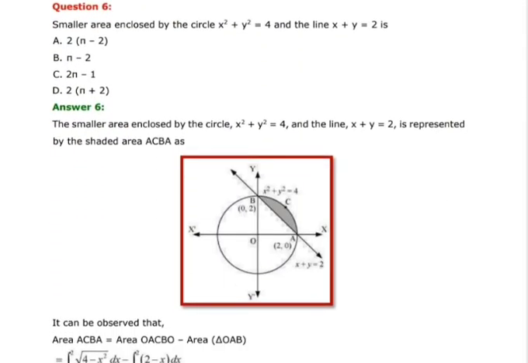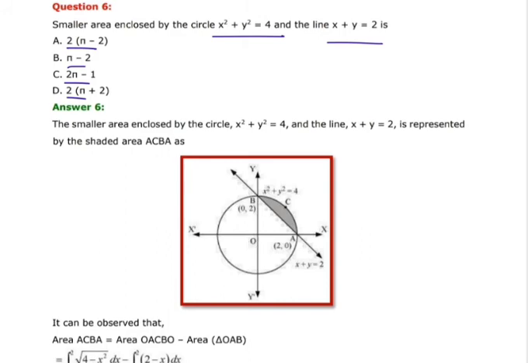So next, question number 6 is an objective type question. The smaller area enclosed by the circle x square plus y square equals 4 and the line x plus y equals 2, where the value is: 2 pi minus 2, pi minus 2, 2 pi minus 1, 2 times of pi minus 2. So let's see.